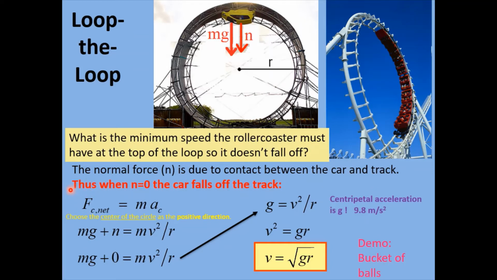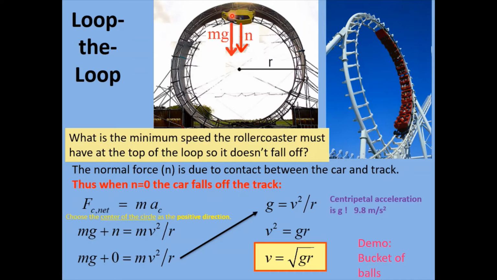Things become dangerous when the normal force disappears. That means the car is going to fall off the track. So we want to make sure that we still have contact with the track. In other words, we don't want the normal force to become zero or less. So let's set up our problem with Newton's second law. The net force in the centripetal, center-seeking direction is equal to m times the centripetal acceleration, F equals ma. Again, we're going to choose the center of the circle as our positive direction.